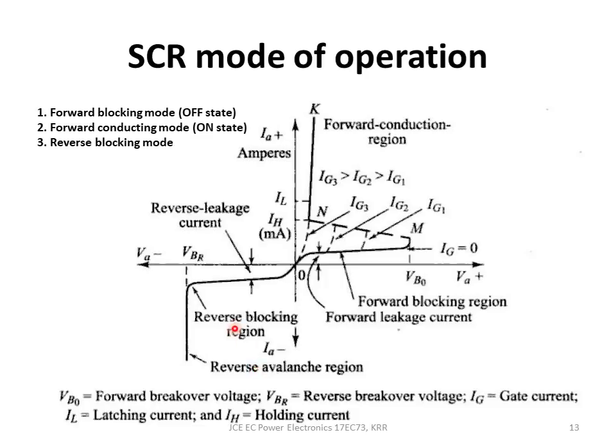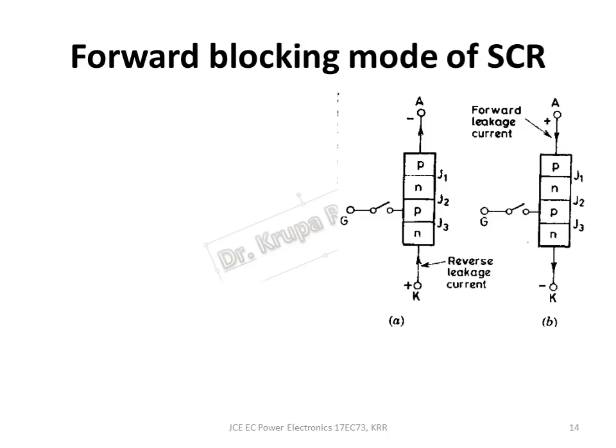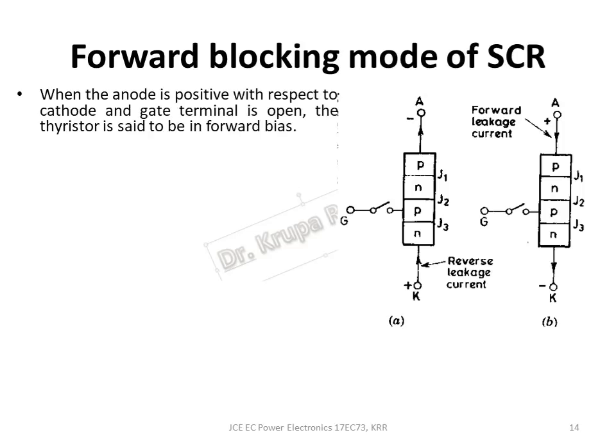Okay, so we have got the VBR as a breakover voltage in the reverse direction, VBO as a breakover voltage in the forward direction. We have IL and IH as the latching and holding current, which will be consequently studied. So forward blocking mode, let us look at forward blocking mode again.